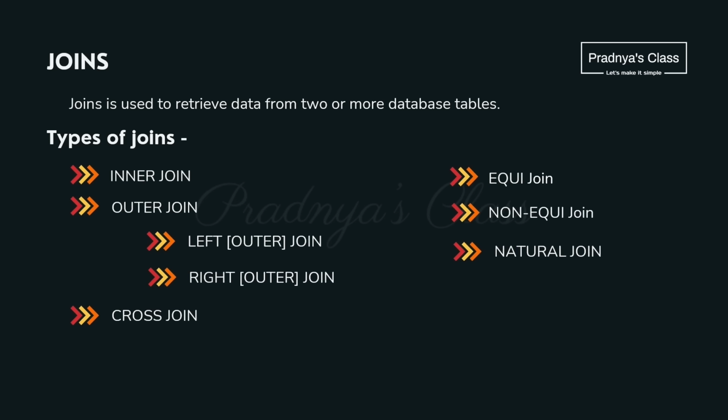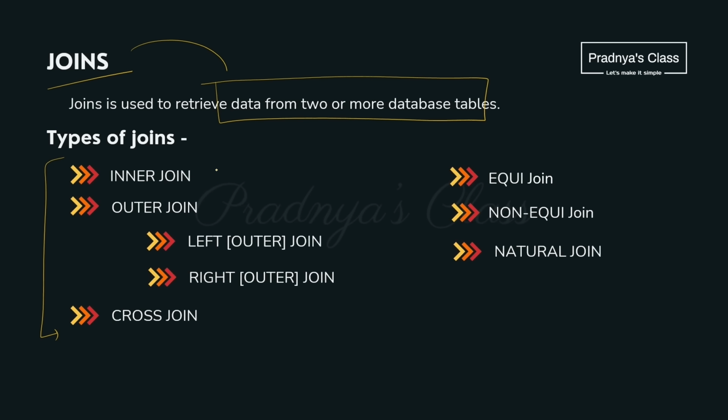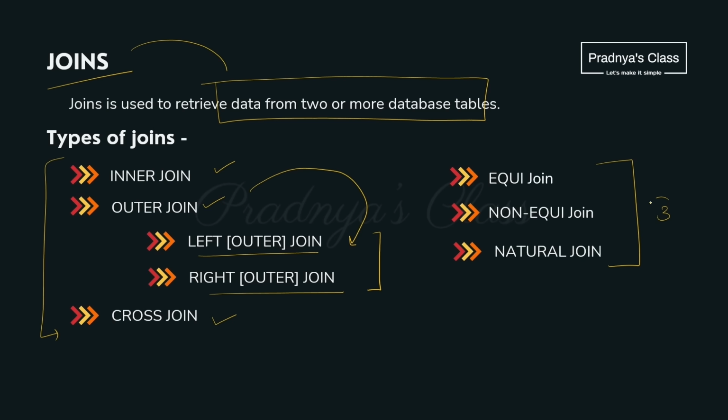Now we are at the last topic of MySQL, but this is also important, that is the join. It is used when we want to retrieve the data from two or more tables. How the data will get retrieved will be based on the types of the join. So here are three types of join: inner join, outer join and cross join. Outer join is again divided into two categories: left join and right join. Apart from this, we have three more joins: equi-join, non-equi-join and natural join. So let's try to revise it in short.